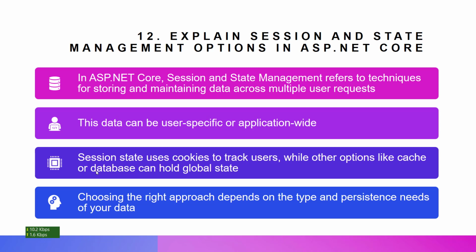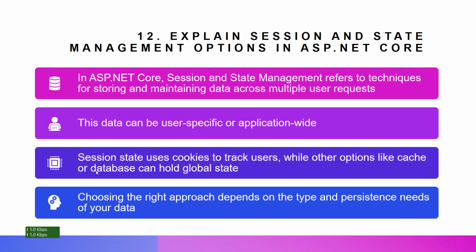That can be user-specific data or application-wide data. Session state can use cookies to track the users, while other options like caching or databases can hold the global state. For example, we can cache data, and that cache can be on Redis, or there are many other caching mechanisms we can use, or we can store it in the database. There can be a session, because a session can be in-proc or out-of-proc. We can store the session in the application or outside the application. If it is outside the application, it would be out-of-proc and can be stored in the database.